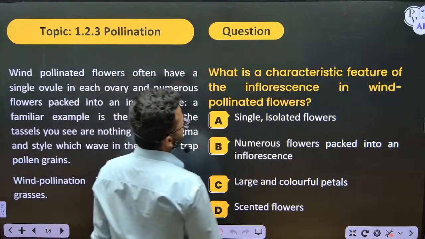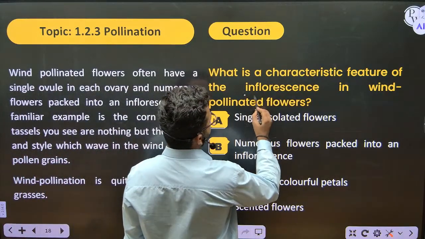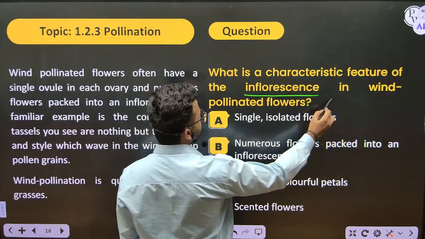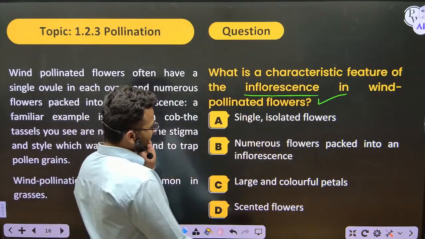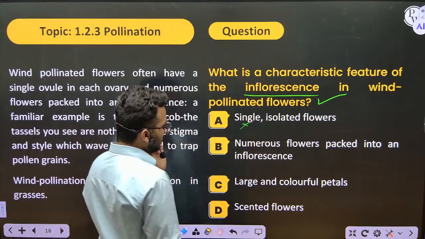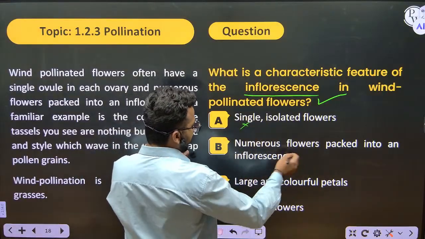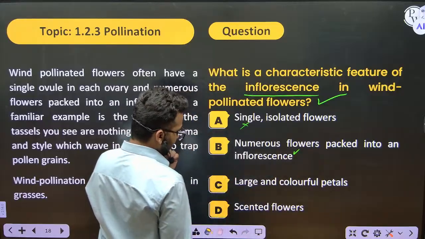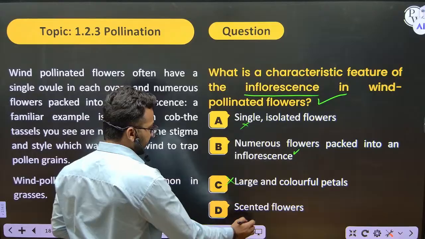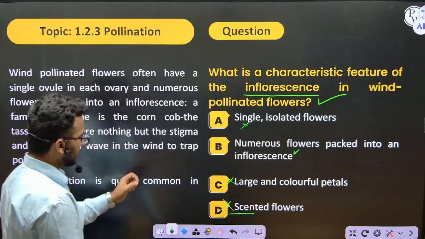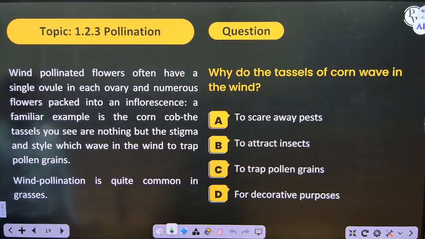So what is the characteristic feature of inflorescence in a wind pollinated flower? So how the inflorescence will be? Single and isolated flower? No. Numerous flowers packed into an inflorescence? This is correct. Large and colorful petals? That is not required for wind pollinated. Scented flowers? It is also not required. So option B will be the answer.